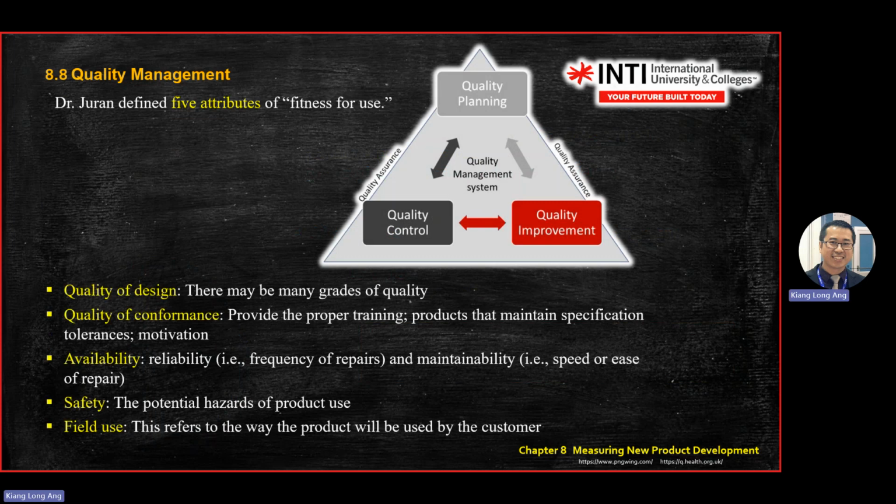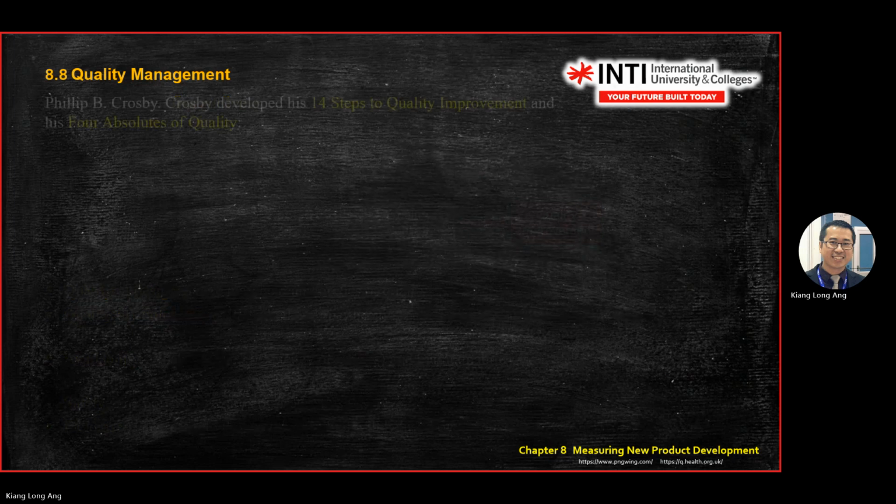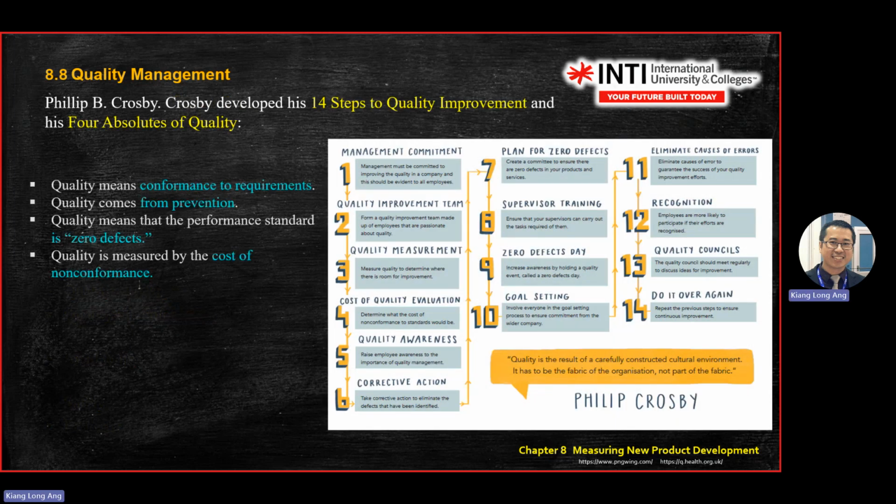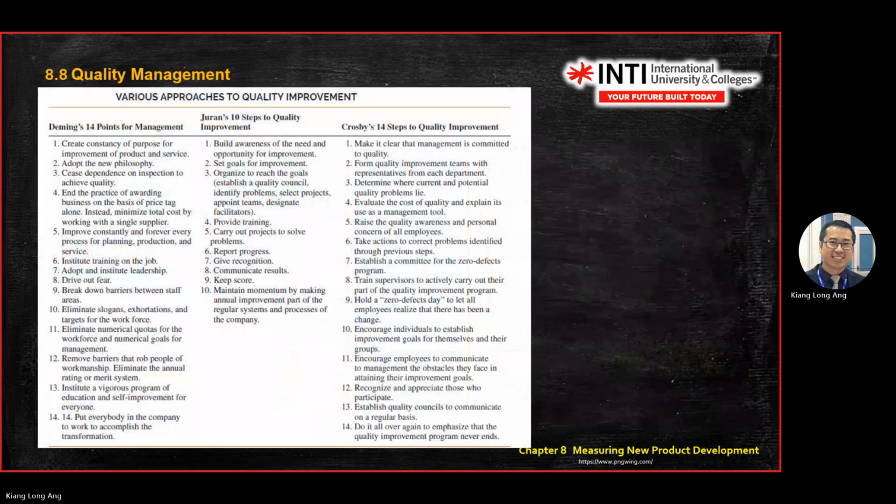Then this one, another author or another researcher or another guru, Dr. Juran, his 5 attributes. This one you read. Philip Crosby, another guru. Okay. So there are various approaches to quality improvement. Deming, Juran, Crosby. This one, try to remember 3 of each. Deming 3, Juran 3, Crosby 3.